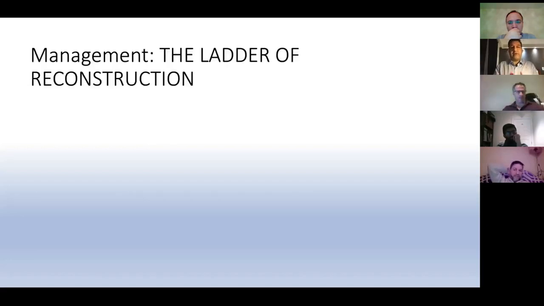And what kind of operation do we do? So I've created this thing called the ladder of reconstruction. It's a really nice, easy way of thinking about it. At the most basic level, you start with a neurolysis. You go in there, you remove the hematoma, you remove the scar tissue. And that's useful for people who've had neuropraxia.